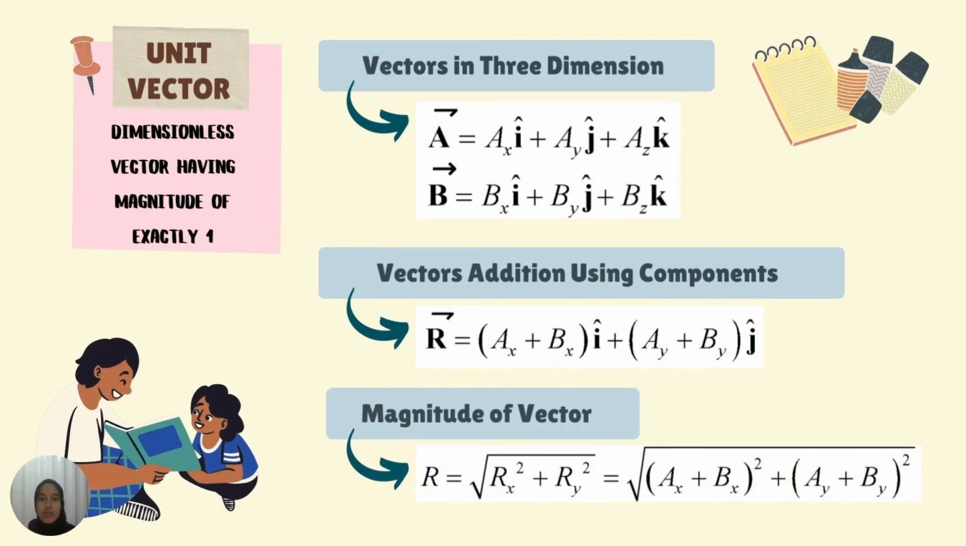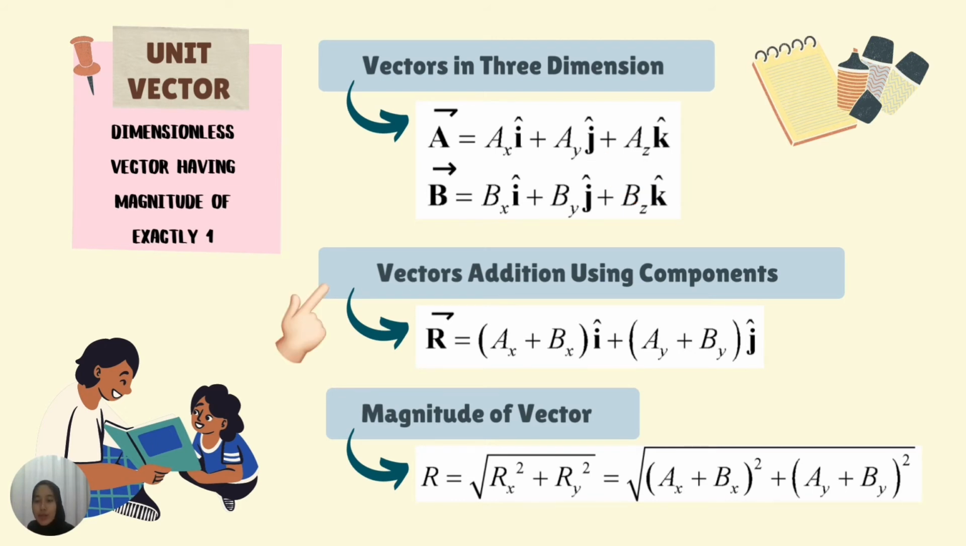Okay, now unit vector is a dimensionless vector having magnitude of exactly 1. Firstly, vectors in 3 dimensions. So for 3-dimensional, there are 3 unit vectors, which are i, j, and also k.